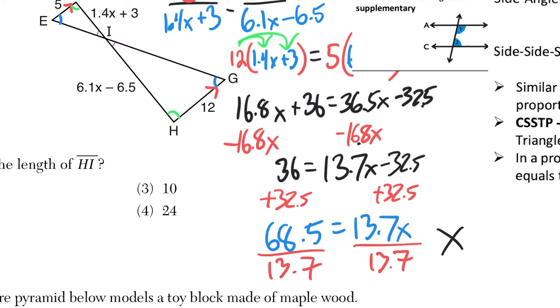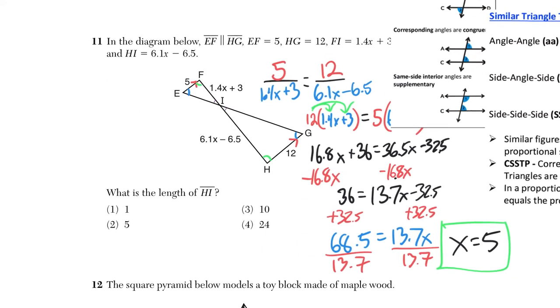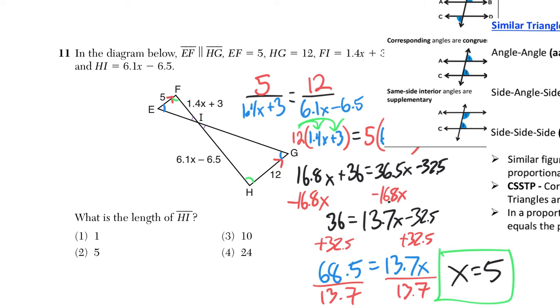68.5 divided by 13.7 gives us 5. All right, so that's amazing. I'm going to zoom out just a tad. And here's what I know.